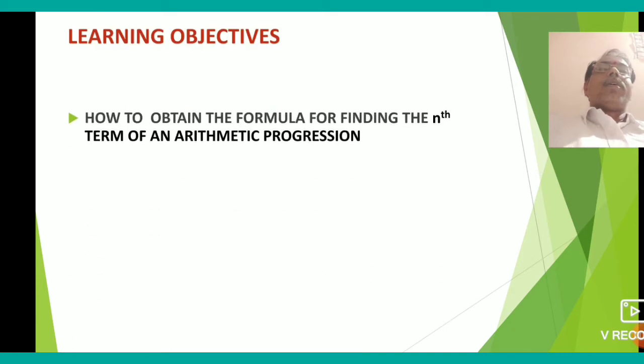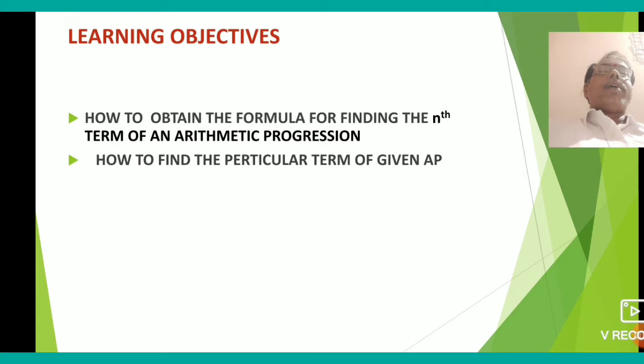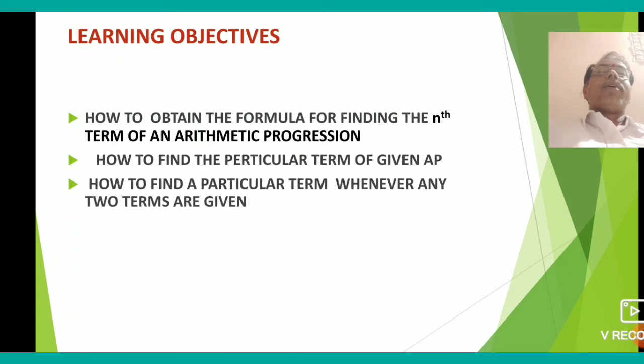Now students, continuation of progressions, learning objectives. How to obtain the formula for finding the nth term of an arithmetic progression. How to find a particular term of a given AP. How to find a particular term whenever any two terms are given.